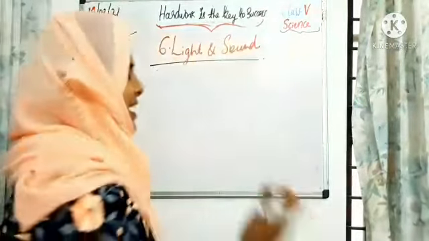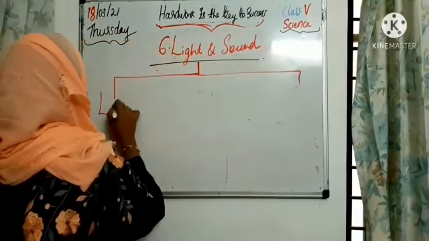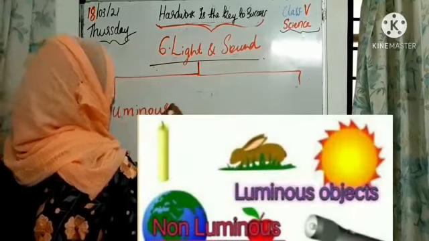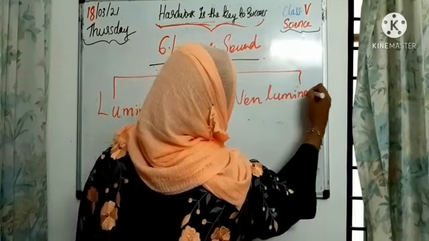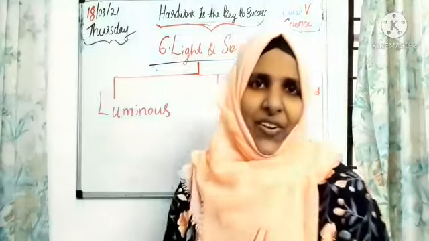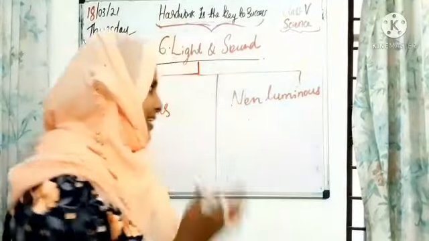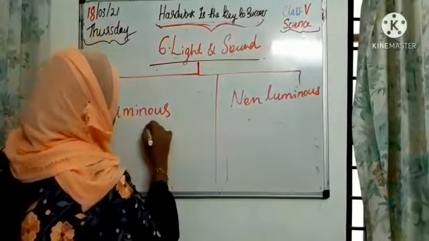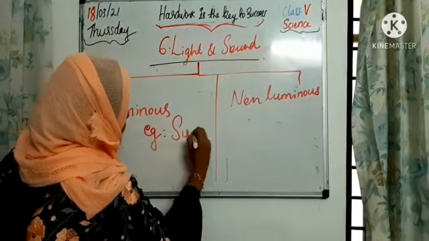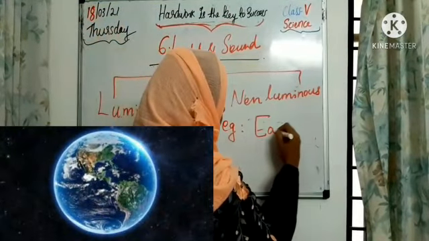Students, based on the light, we can classify objects into two types. What are they? Luminous object and non-luminous object. Okay, what is the difference between these two? Let's check. Luminous object. What is luminous, children? First, I am going to write the example. After that, you can clearly understand the main differences between these two. So, luminous object, I am going to write the example, that is sun. But non-luminous object, I can write the example, that is earth or moon.